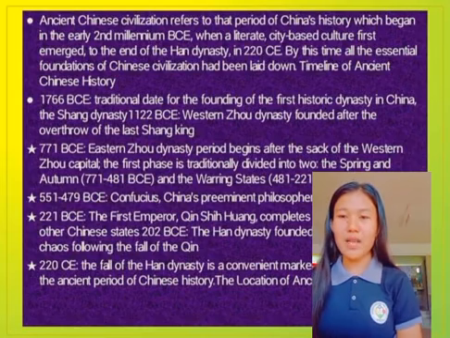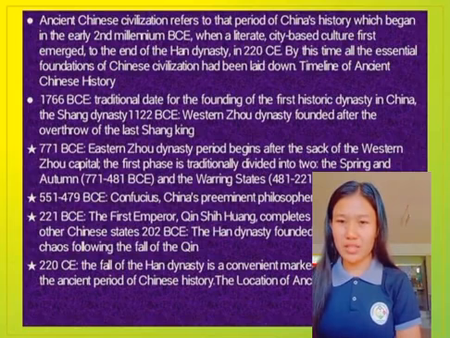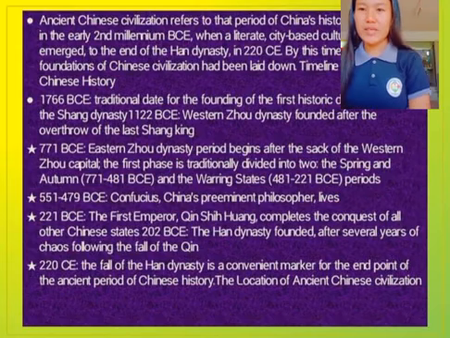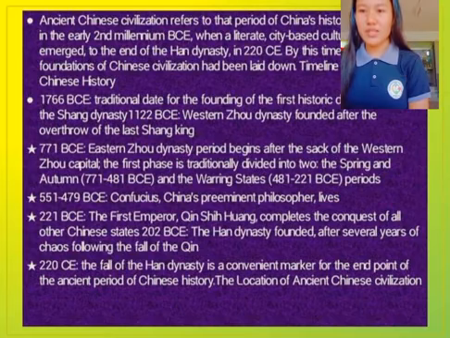A timeline of ancient Chinese history. In 1766 BCE, the traditional date for the founding of the first historic dynasty in China, the Shang Dynasty. In 1122 BCE, the Western Zhou Dynasty was founded after the overthrow of the last Shang king. In 771 BCE, the Eastern Zhou Dynasty period begins after the sack of the Western Zhou capital.